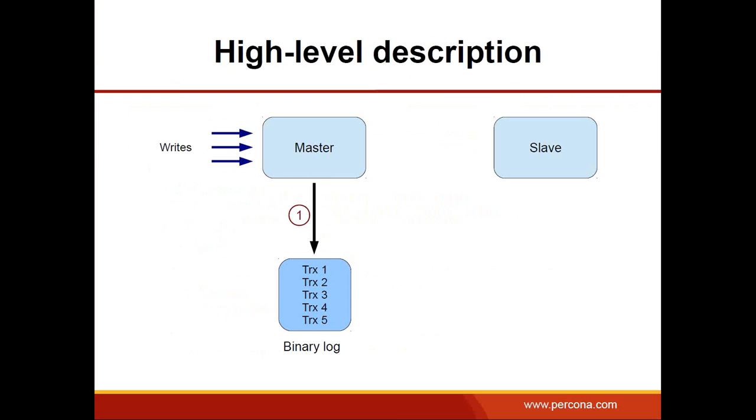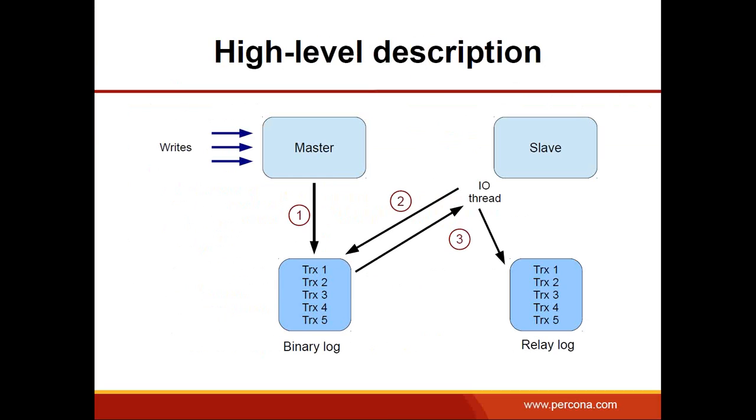Then the slave has the first thread, which is the IO thread. And the IO thread requests from the master the contents of the binary log. And this IO thread will create a local copy of the binary log events, or the transactions inside the binary log, and this copy is called the relay log. And then on the slave you have a second thread, the SQL thread, which will read the contents of the relay log and then replay the transactions in the relay log. So this is how it works.